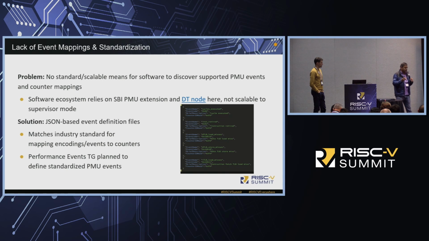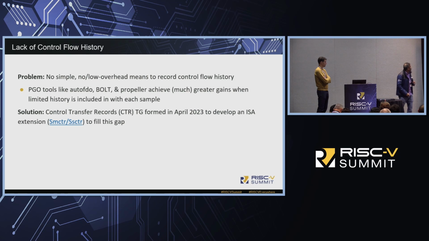In the future, currently there are no standard events. Every other architecture has standard perf events, and there is no standard mapping mechanism, so we have to work around it in software. In the future, we are planning to have the performance events TG, which will try to define the standard PMU events and any other standardization in this area. I think the next problem is coming back to ISA, so I'll give it back to Beeman to talk about more ISA solutions.